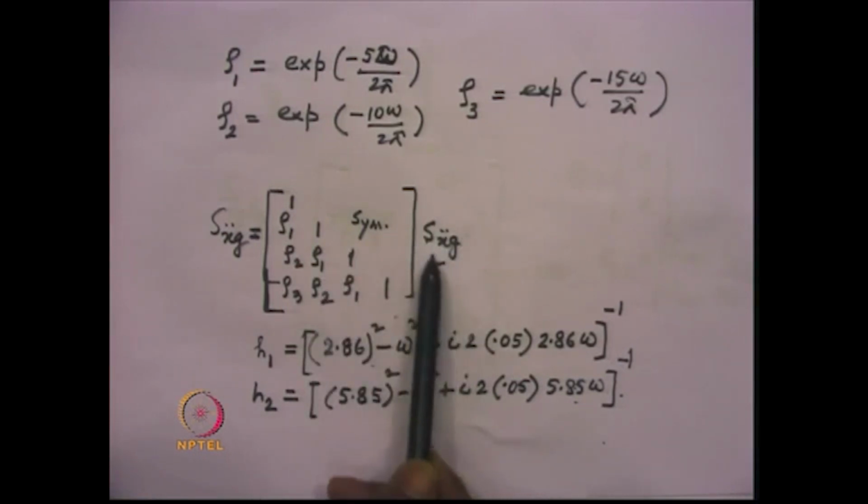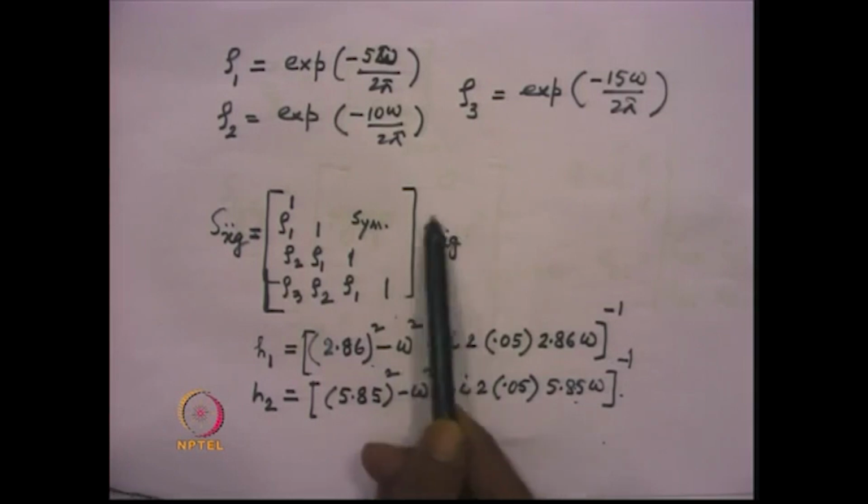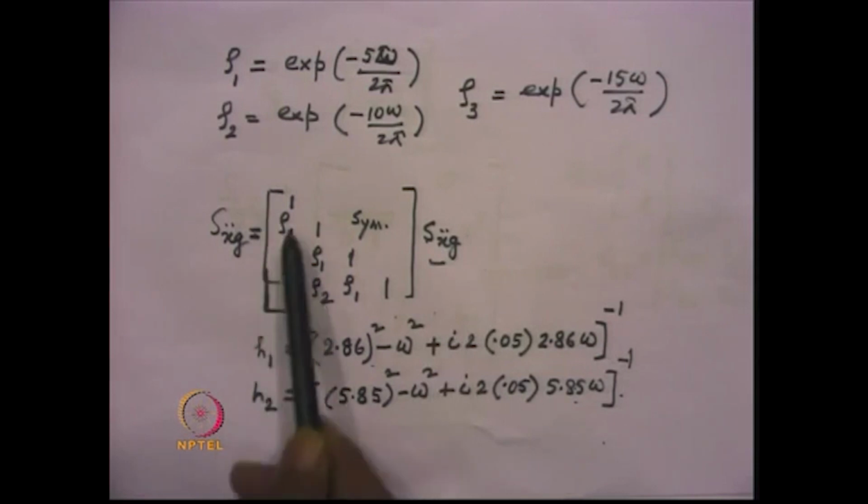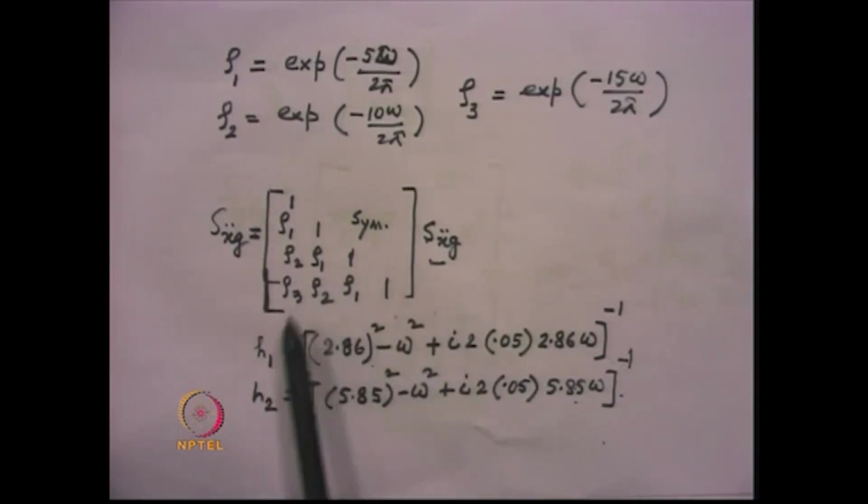Sx double dot g over here is a single quantity, it is not a matrix, the power spectral density function of, say, here we have taken the El Centro earthquake. So, this is the power spectral density function of the El Centro earthquake. Sx double dot g in fact is multiplied with all of them. Therefore, we have taken it out.